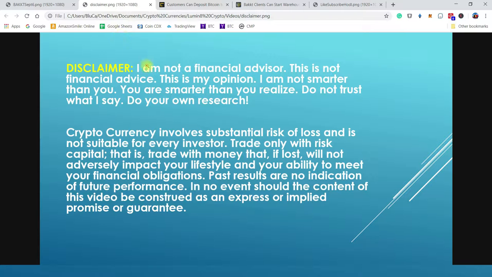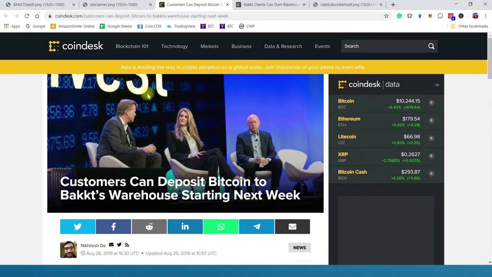But before I get to it, I'm not a financial advisor. This is not financial advice. This is my opinion. I'm not smarter than you. You are smarter than you realize. Do not trust what I say. Do your own research. So let's get into it.